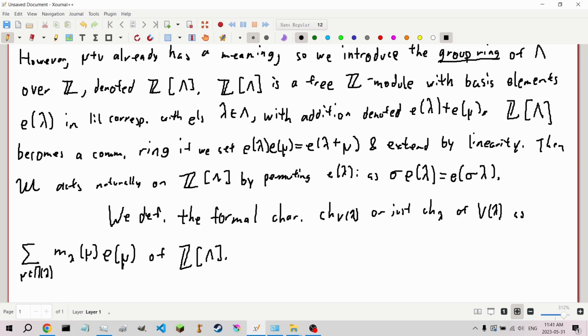And we see, of course, that we can extend this summation to all of our capital lambda, as if mu is not in pi lambda, the multiplicity of mu is just going to be 0. So those terms will take care of themselves, I think.